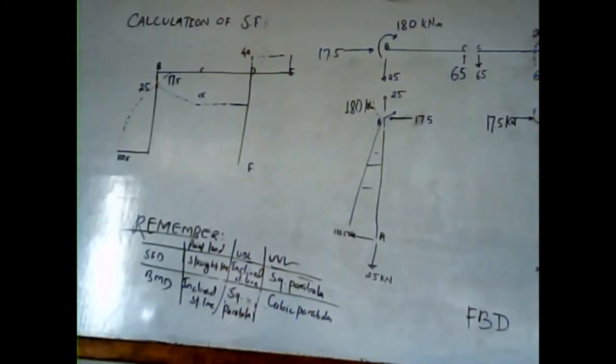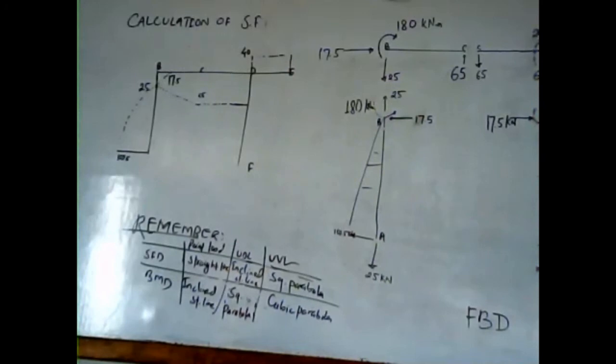Likewise, in section CD, we have 65 kilonewton at C downward, negative, which we have written there. And at point D, we have 65 kilonewton upward. In the given section CD there is no load, only 65 kilonewton and 65 kilonewton, so it is a constant value. So the nature of the shear force diagram will be constant.